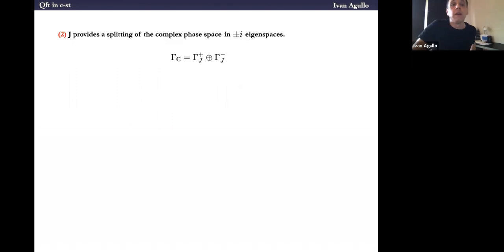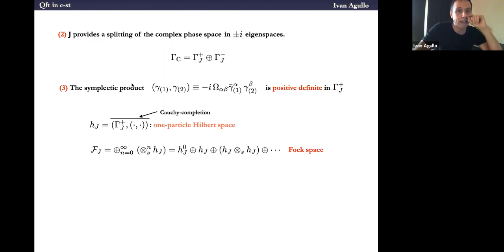As before, if you give me J, that automatically splits the complex phase space into two eigenspaces with eigenvalues plus and minus i, that are mutually non-intersecting. The symplectic product, which is defined as before, is positive definite in gamma plus. Therefore, gamma plus with the symplectic product forms a one particle Hilbert space. Now we need to do Cauchy completion because we have infinite dimensions, but that is just a mathematical detail. We call it one particle Hilbert space, not one quanta. Out of it, you construct the symmetric Fock space as before. And all that we did before goes through.